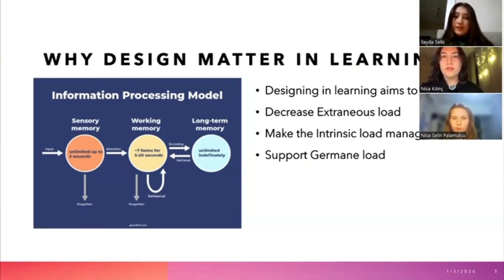So in an educational material, if the interface is complicated, for example, the buttons are invisible and the user doesn't know what to do, this fills the working memory with unnecessary information. This makes it more difficult to transfer information to long-term memory. So designing in learning aims to decrease this extraneous load and make the intrinsic load manageable. What is intrinsic load? Intrinsic load is the complexity of a topic, and with a good design, it makes the student's job easier. At the end, designing in learning supports germane load, which is the student's whole learning adventure in their brain. Now we can move on to the other slides.